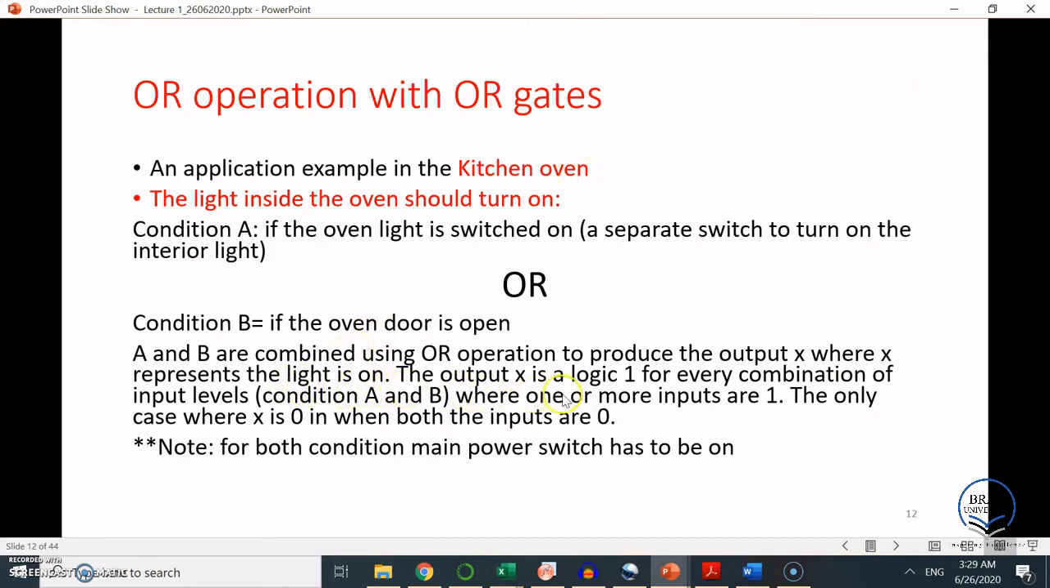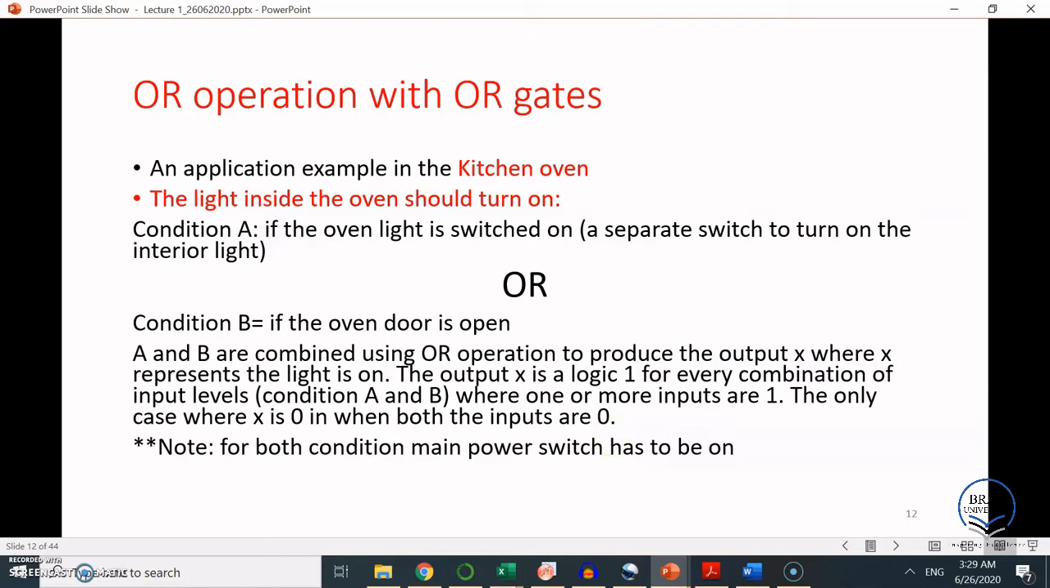The output X is logic 1 for every combination of the input conditions A and B where one or more inputs are 1. The only case where X is 0 is when both the inputs are 0.